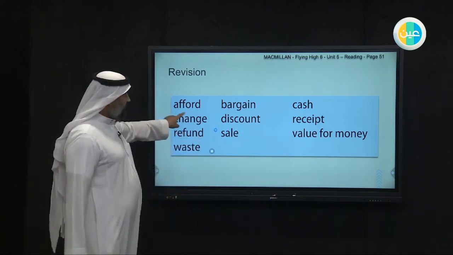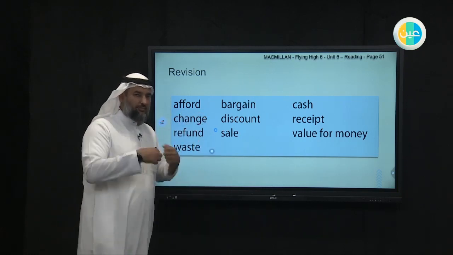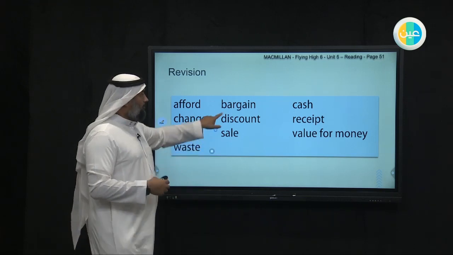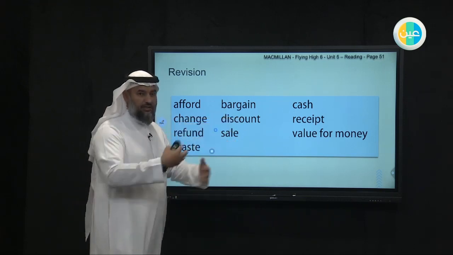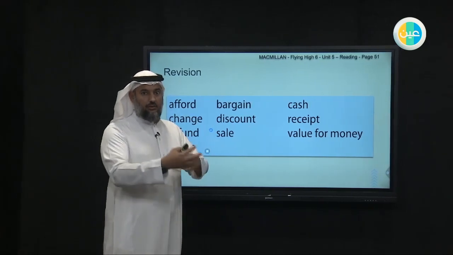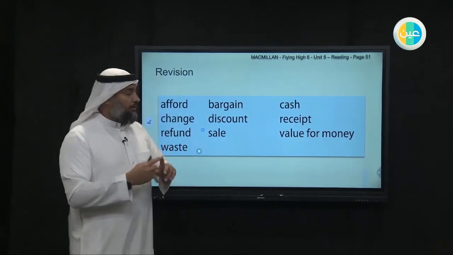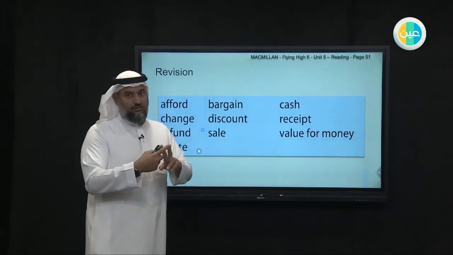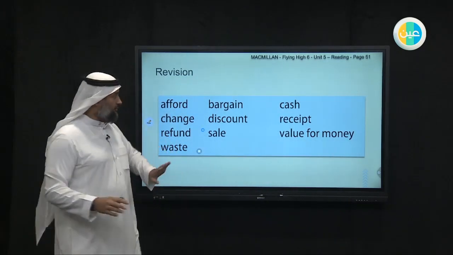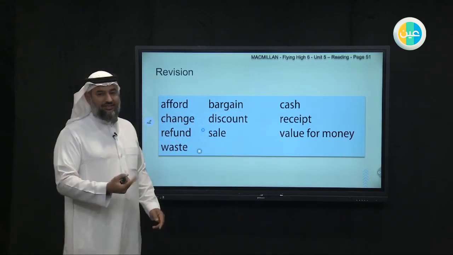Afford, what does it mean to afford? If you can afford something, you can buy it. Bargain has two meanings, I told you that. The first one is يفاصل مع الواحد يعني كاسر, or it means صفقة. So it's a good bargain, صفقة ممتازة. Okay. Cash means you pay cash, you pay with money.